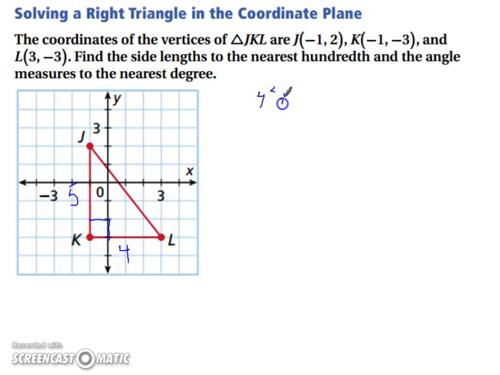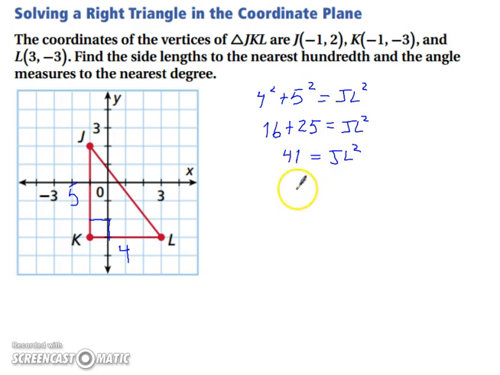This one we can't quite count that way because it's going diagonally, so we can use something like the Pythagorean theorem to find this out, since we know that our horizontal and vertical lines meet perpendicularly. So we have 4 squared plus 5 squared equals our JL squared. So we have 16 plus 25 equals JL squared, and that gives us 41. And our last step is to take the square root of both sides, so that way we have JL all by its lonesome, and the square root of 41 is about 6.4. So we know that this is about 6.4.